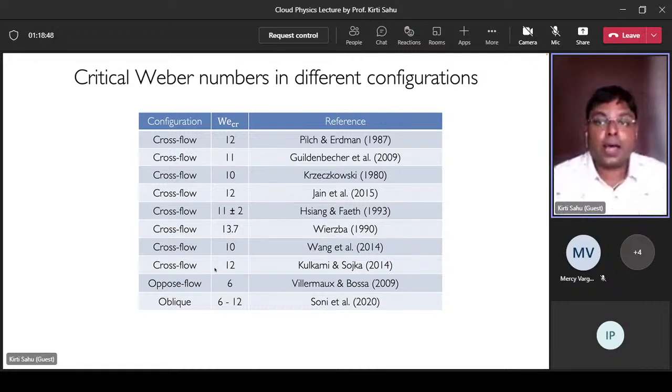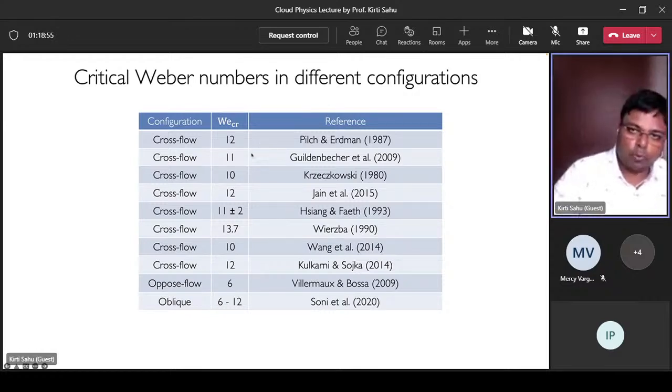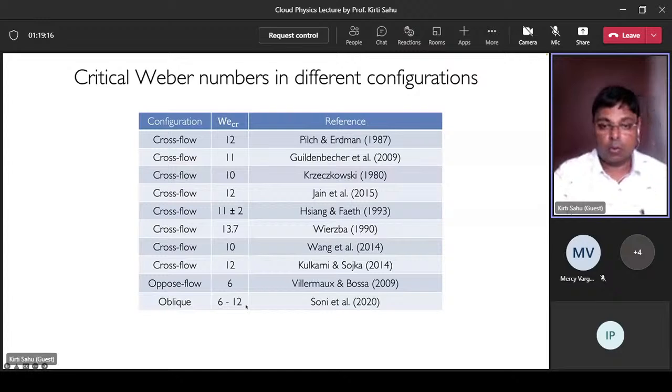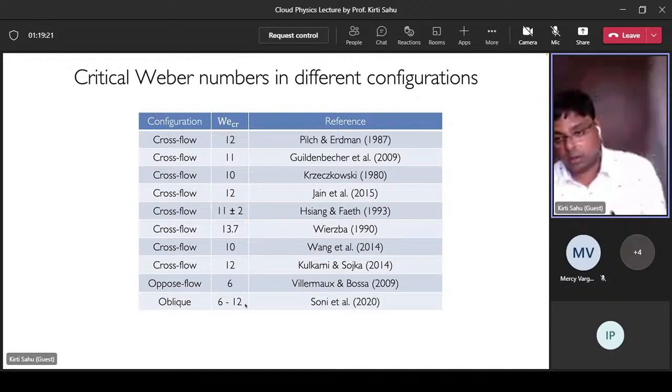These are earlier studies which show the critical Weber number for different configurations. Most of the studies were done in the cross flow configuration, and they showed that the critical Weber number requirement is about 12. In the opposite flow, as I discussed, Bellurmarx and Bosa showed that it is 6, and we have recently shown that the critical Weber number goes all the way from 12 to 6 as we increase the inclination of the airstream.